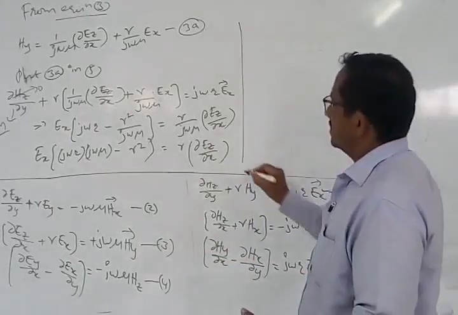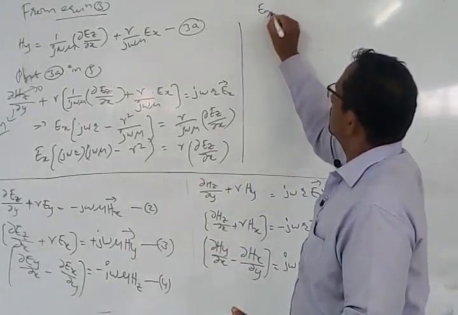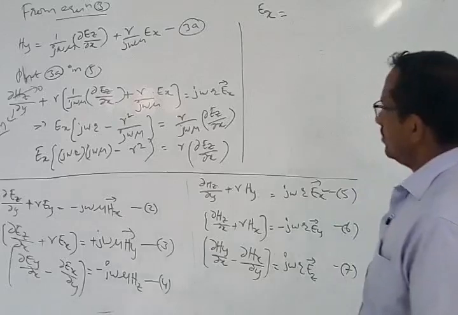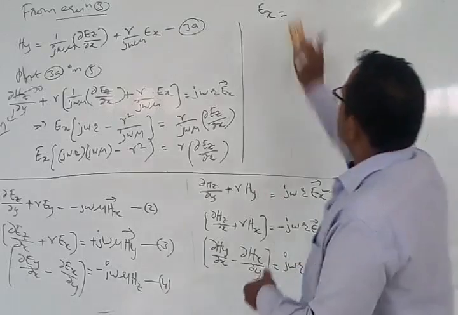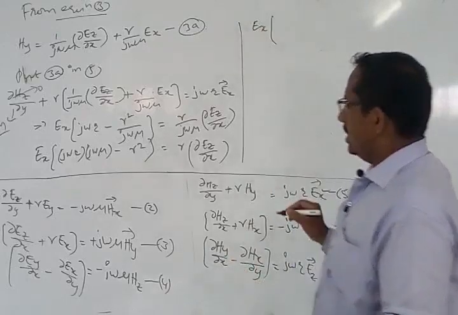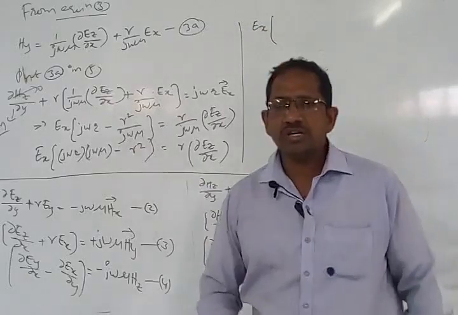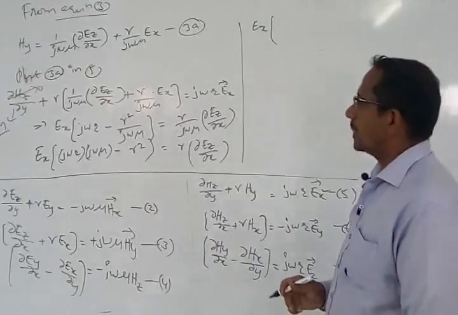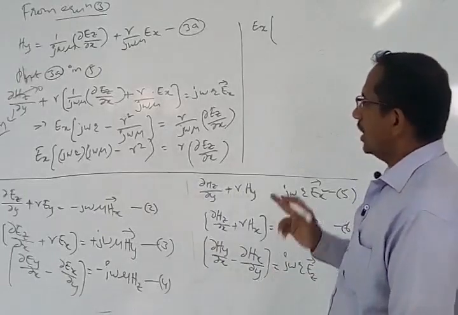So let us solve this equation now. Ex of, what are we going to have? What is j into j? j square, and j square is minus 1. So minus 1 into omega square.